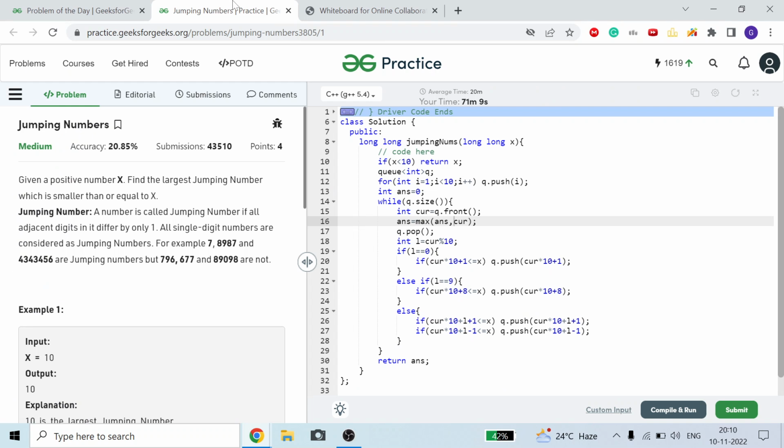Okay guys, I hope you will understand. We are doing a digit by digit operation, and each digit we are checking from the previous digit. Okay, so this is what we are doing now.